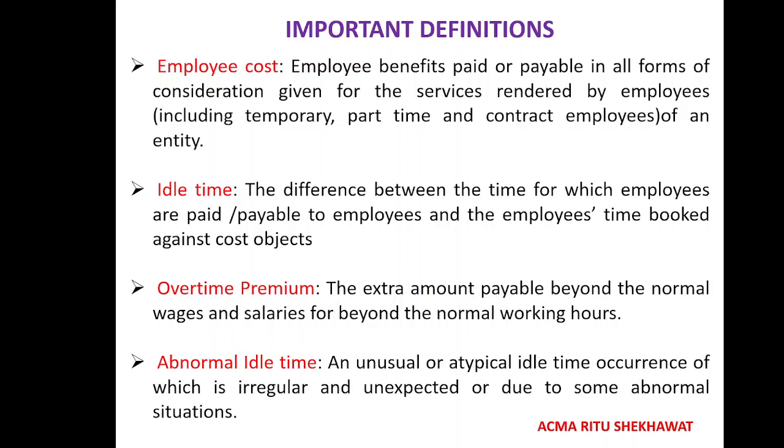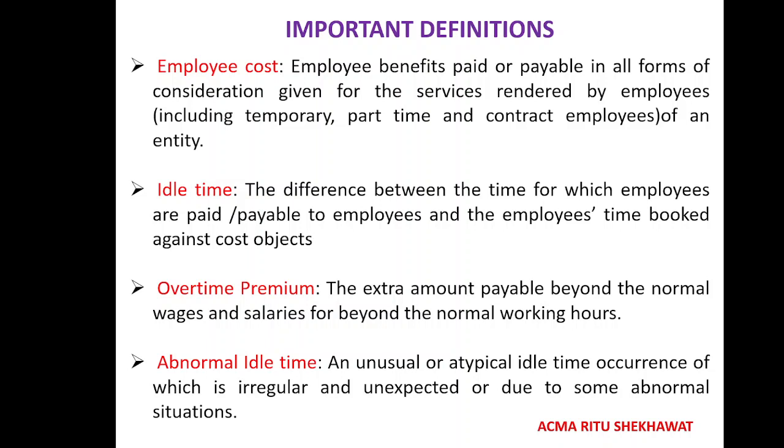So employee cost is basic pay plus DA, that is dearness allowance, plus other allowances, plus perquisites, plus employer contribution. Employer contribution, you can say PF, ESI, gratuity. That gives us employee cost.